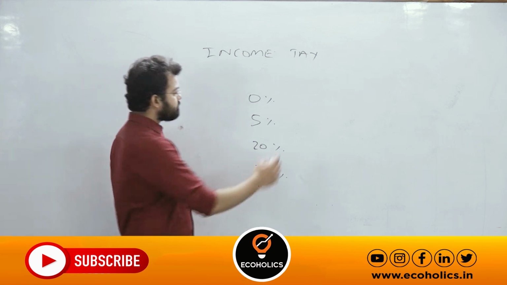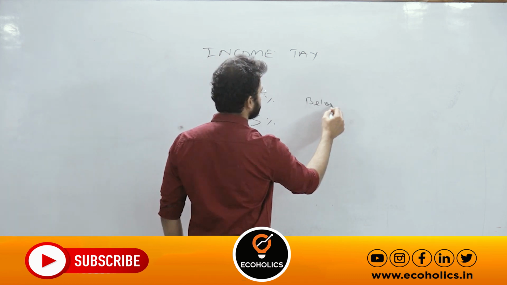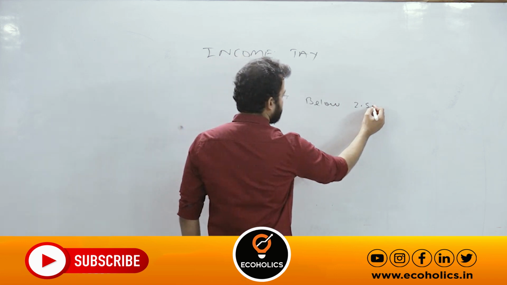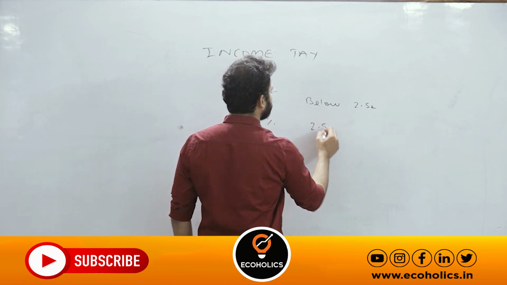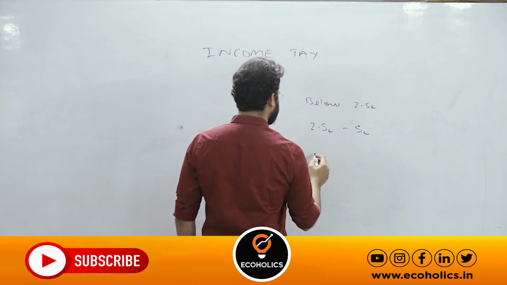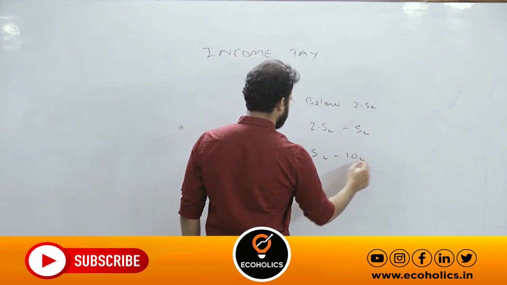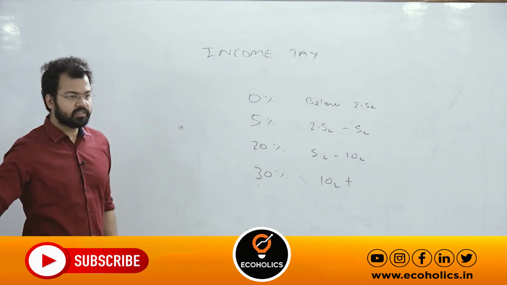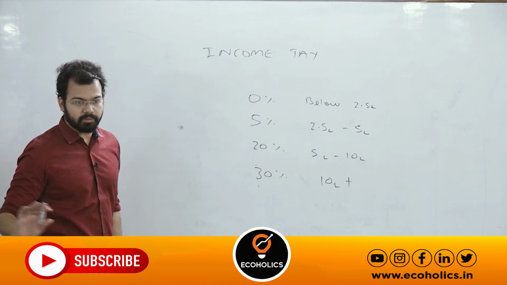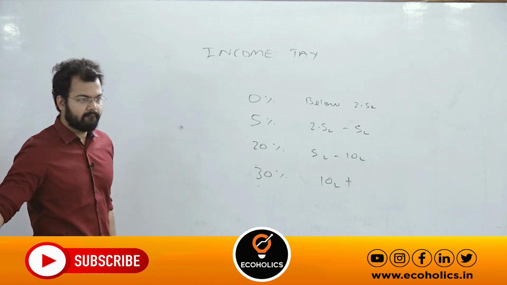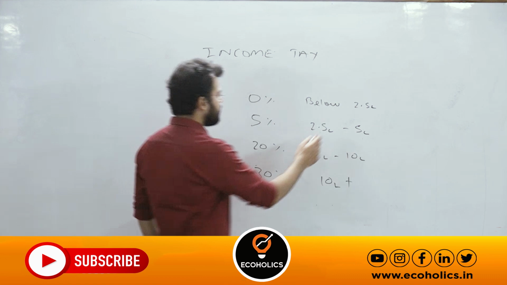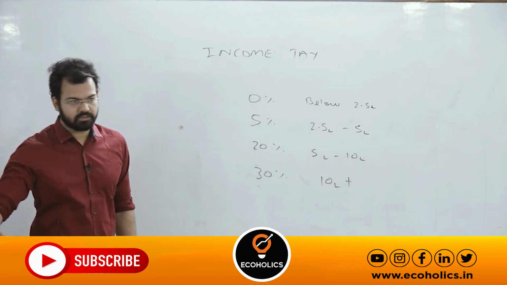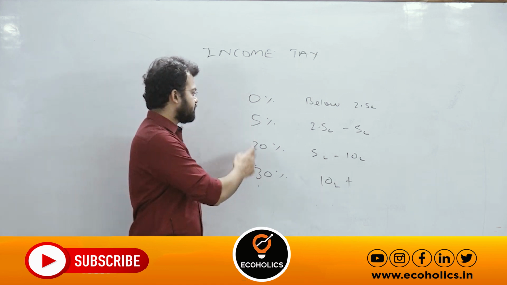So this is the income. It means below 2.5 lakh, then 2.5 to 5 lakh, then 5 lakh to 10 lakh, and 10 lakh plus. These are the slabs for normal people. Senior citizens' slabs are different. So if you are earning below 2.5 lakh, you do not have to pay any kind of income tax. And these are the slabs.